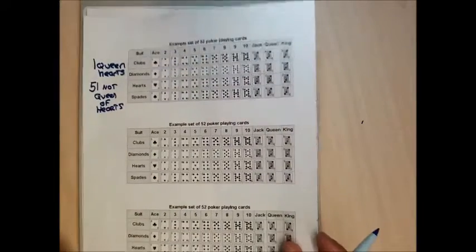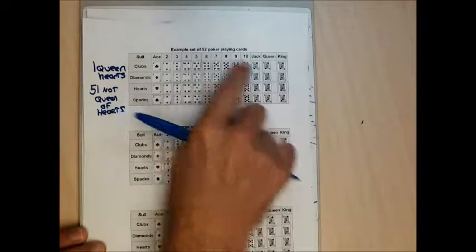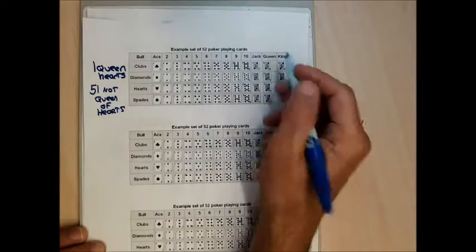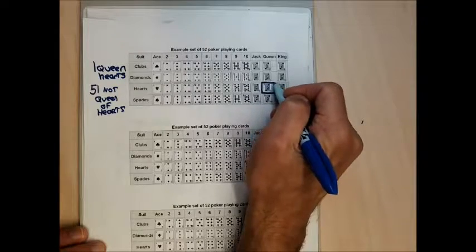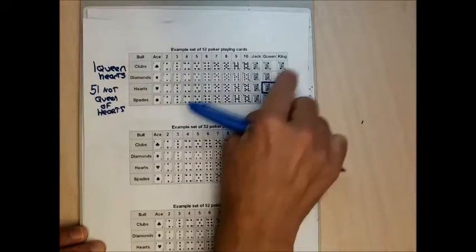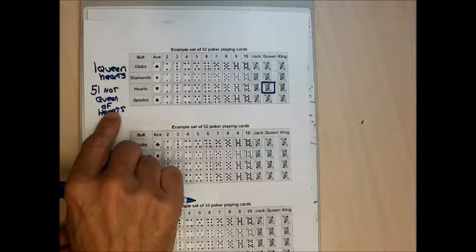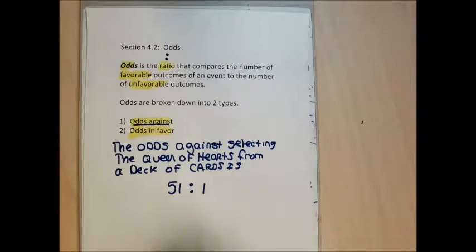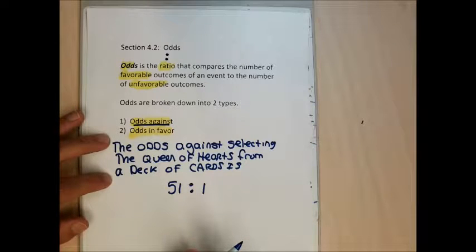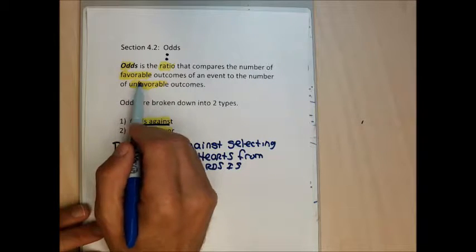I looked at a deck of cards, and a standard deck of cards that we use in this class has 52 cards. In this deck of 52 cards, there's one card that is the Queen of Hearts. Of the other cards, the other 51 cards that aren't the Queen of Hearts, I lump them together as 51 cards that are not the Queen of Hearts. So when I found the odds of selecting the Queen of Hearts, I needed to compare the event of picking a card that's not the Queen of Hearts.